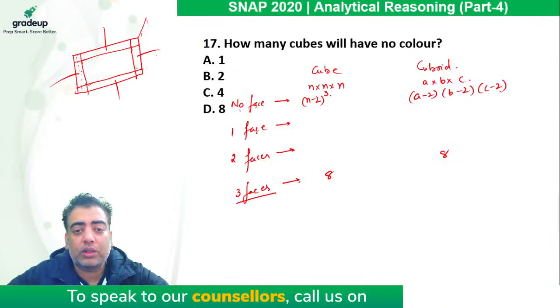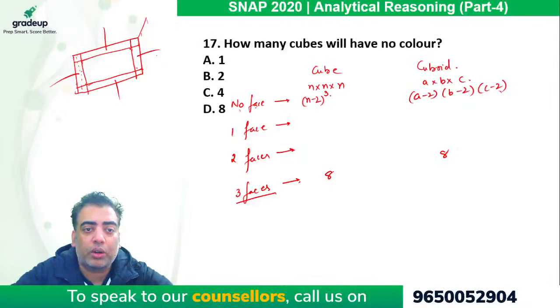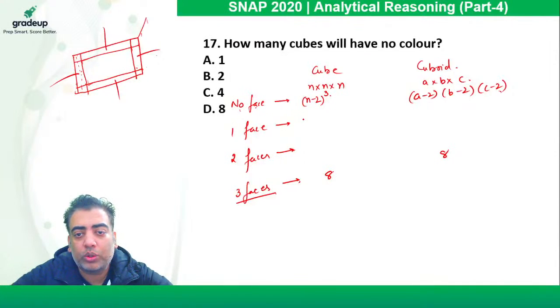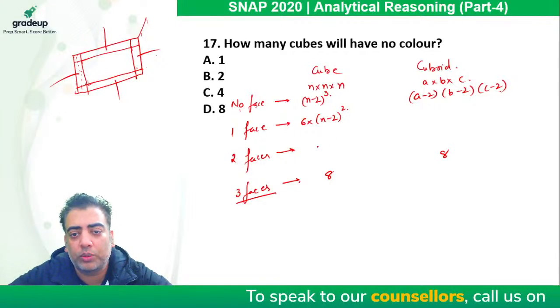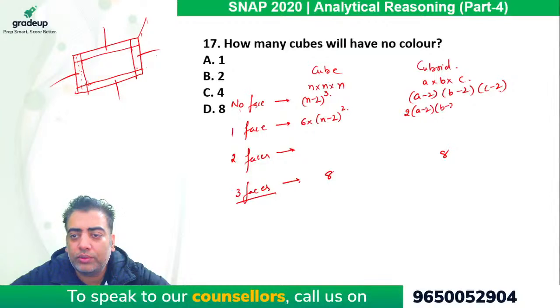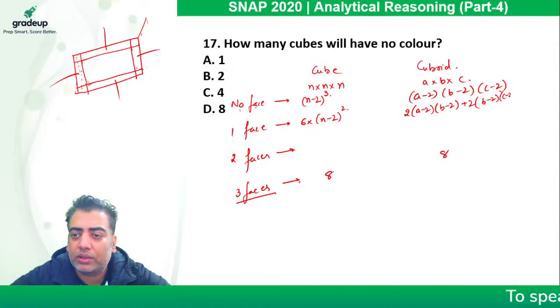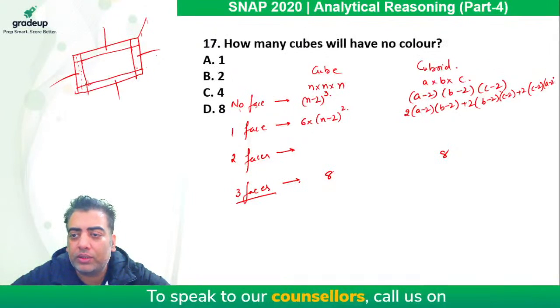So cubelets having only one face painted are the ones which lie along a face only. Right? There are 6 faces, and each face has (n minus 2) whole square cubelets. In case of a cuboid, it will be twice of a minus 2 into b minus 2, plus twice of b minus 2 into c minus 2, plus twice of c minus 2 into a minus 2.